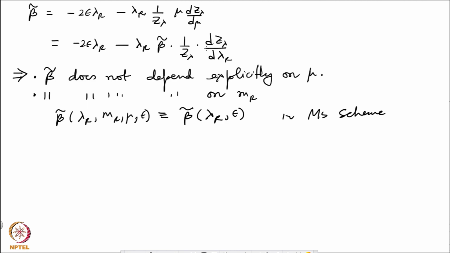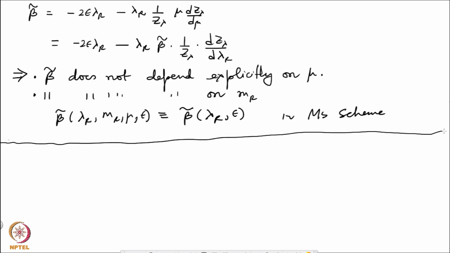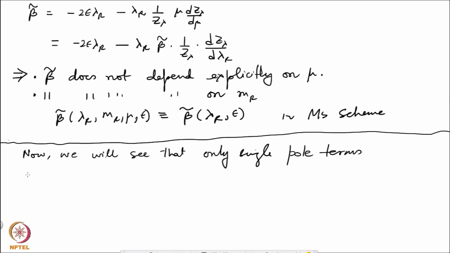So now we will see only single pole terms contribute to the beta function. Okay, so let's see that.